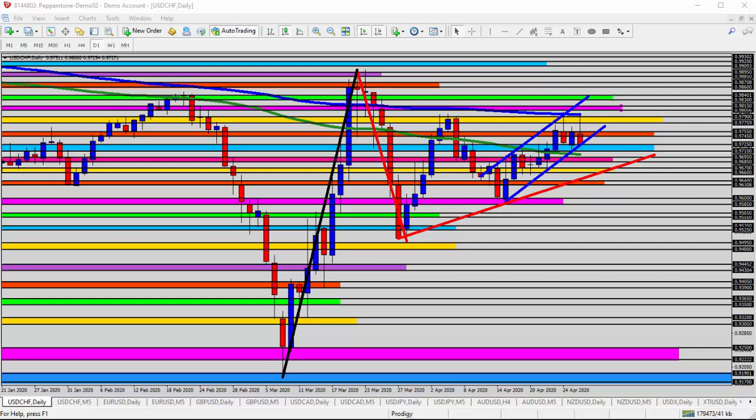Today we're taking a look at the USDCHF, the US dollar versus the Swiss franc, for today's trade analysis. Starting here on the daily time frame, we can see several different trends that have been happening over the past few weeks. Of course, the significant trends that happened back in March, the black and bearish red trend line, but a couple of things happening here over the past couple of weeks have been important as well.